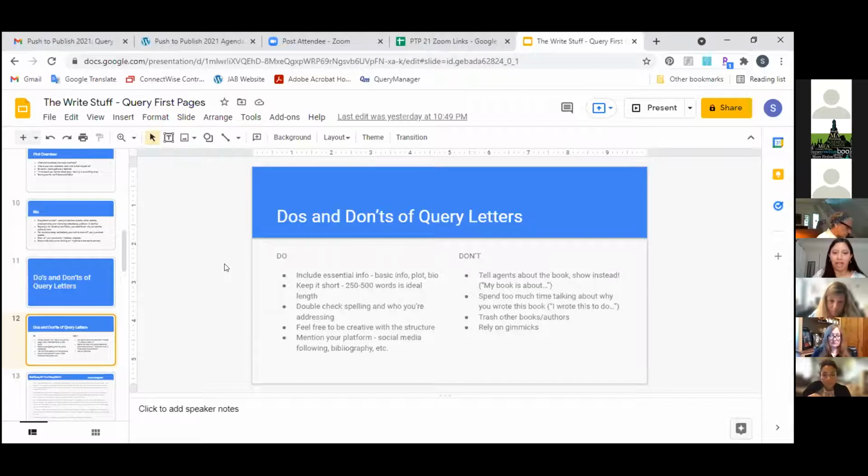Please double check your spelling and who you're addressing, because I can't tell you how many times I have gotten queries that start off, dear, not my name, like dear Julia, dear so-and-so. And I just have this feeling like, I don't know if this was meant for me. I don't know if this is a copy and paste error. So I'm going to ignore this because I don't know if it was for me.